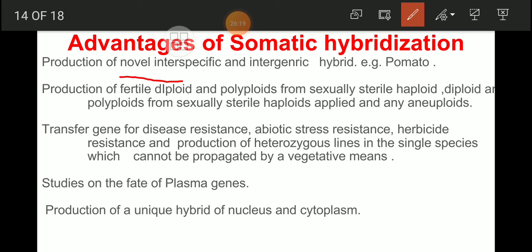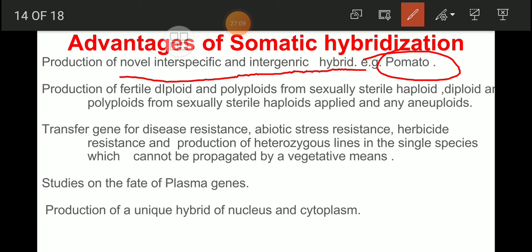So what are the advantages? It is the production of a novel interspecific, intergeneric hybrid. Pomato, very interesting, my friends. Pomato means a single plant where, below the ground, the plant develops potato, and above the soil we find the fruits. So a single plant produces potato and tomato. This is a novel interspecific intergeneric hybrid, made between protoplasts isolated from potato and protoplasts isolated from tomato.